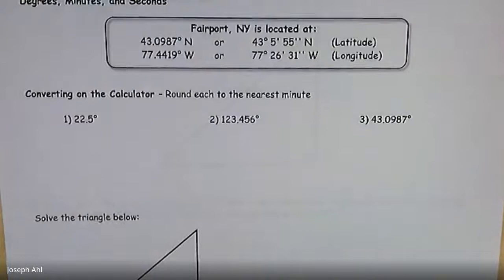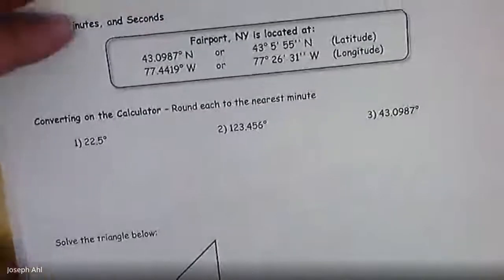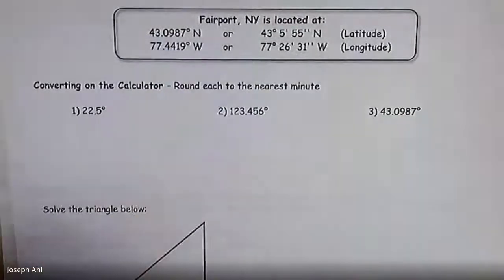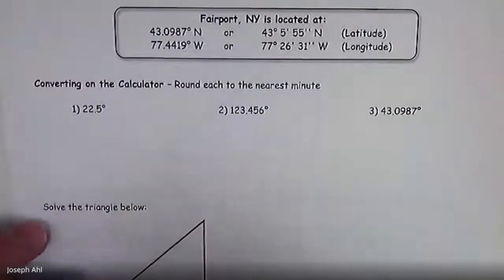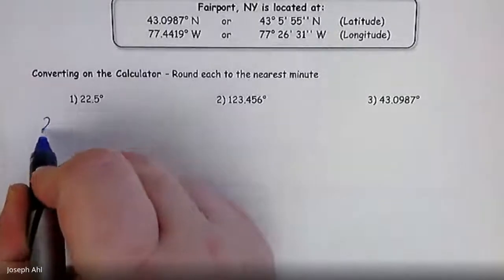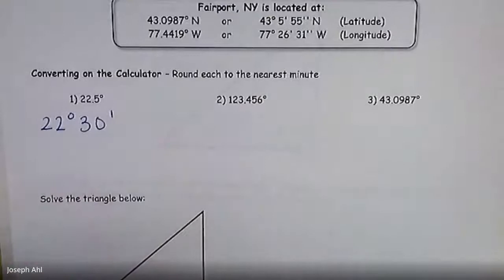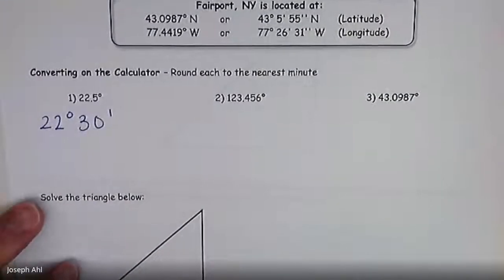And what I want to do is just show on the calculator how you can take a decimal degree and convert it into degrees, minutes, and seconds. In fact, if you have half of a degree, I already know that for number one, it's pretty easy. It's going to be 22 degrees and 30 minutes. And I'll show you how the calculator can do that for you if you're unsure.